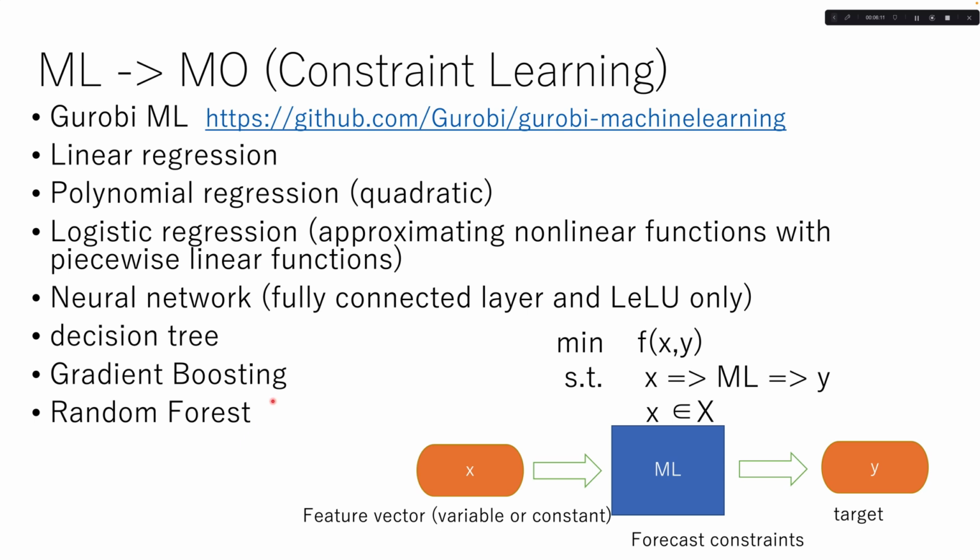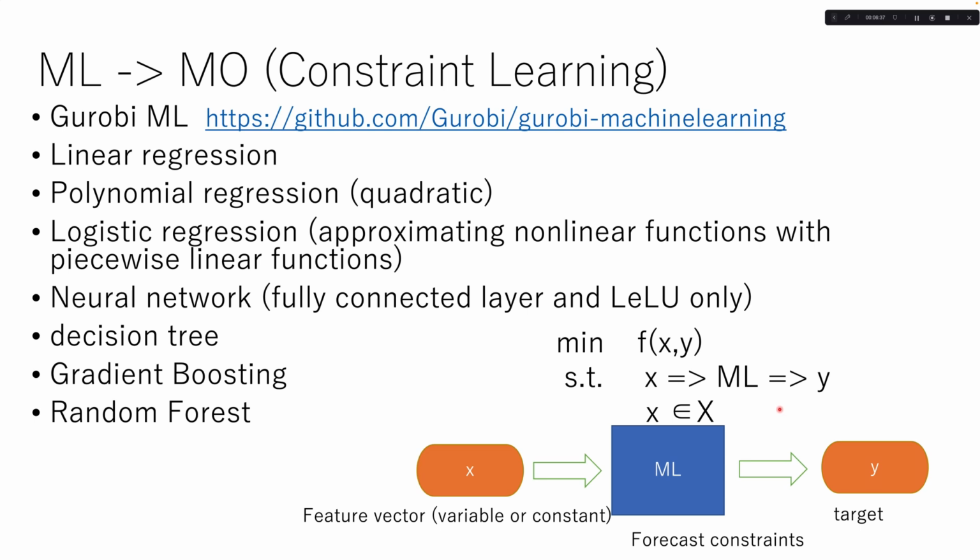As shown in the diagram at the bottom right, after learning the mapping from feature vector X to target Y with the ML model, it is embedded as a formula into the mathematical optimization model for solving. However, when embedding ML models, integer variables are used, making the mathematical optimization problem more complex and sometimes unsolvable. Therefore, this approach is limited to simple ML models.